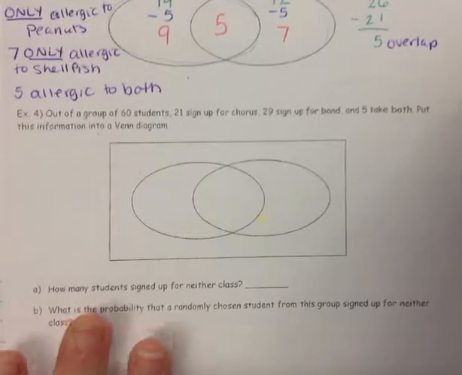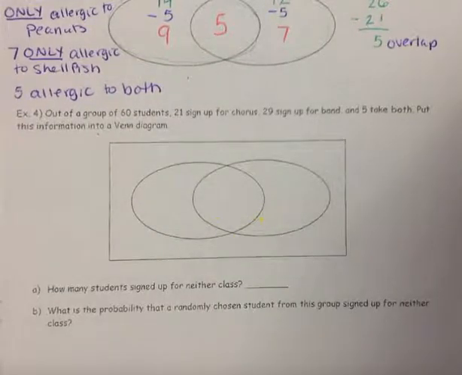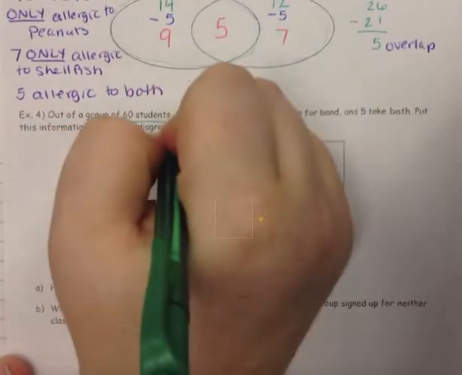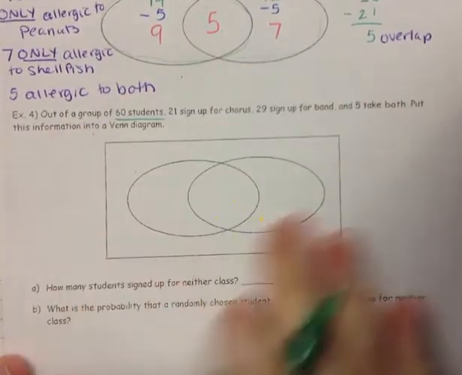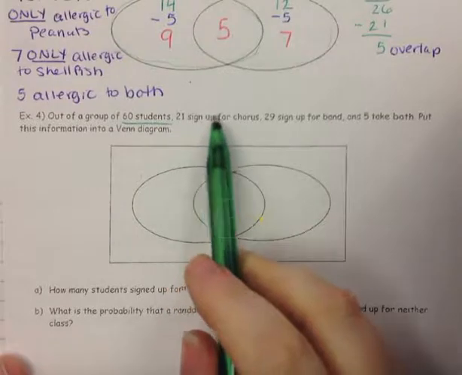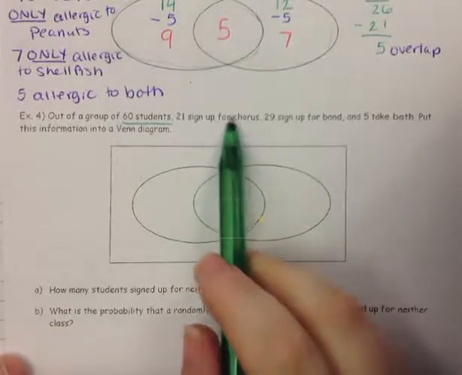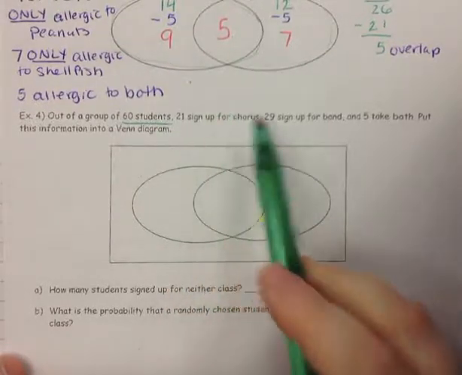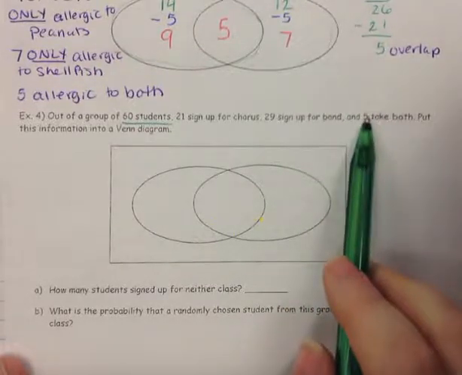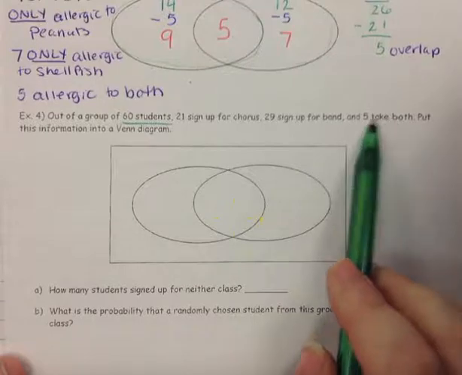So in this one, out of a group of 60 students, our total amount of students is 60. That's our sample group. 60 is our total. That means all the numbers should add up to 60. We have 21 students sign up for chorus. It does not say only, so 21 sign up for chorus. 29 sign up for band, and 5 do take both. We actually know the value of both, so that will help us.